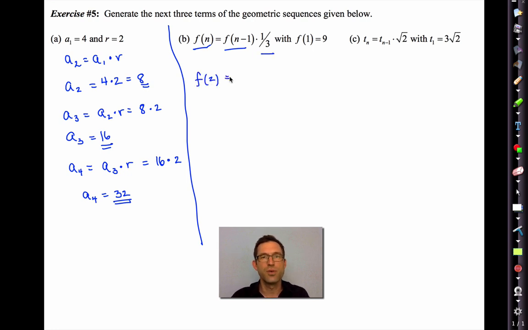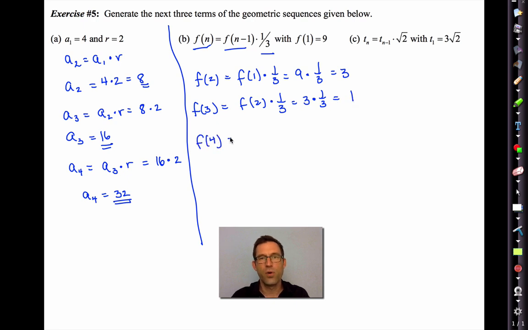So f of 2 is going to be f of 1 times 1/3. 9 times 1/3 equals 3. f of 3 is going to be f of 2 times 1/3. 3 times 1/3 equals 1. f of 4 is going to be f of 3 times 1/3. 1 times 1/3, which will be 1/3.